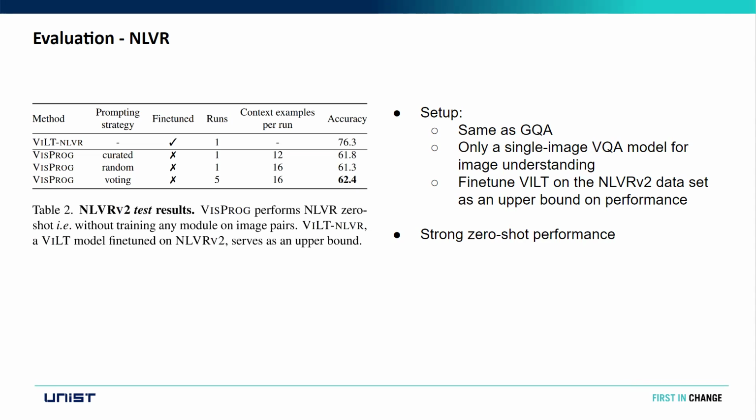For natural language visual reasoning, the setup is the same as before, but the model that VisProg queries here is a single-image VQA model for image understanding, and they compare it to ViLT, which is trained for understanding image pairs. Even though it's not better than the neural model, it shows it's much better than the VQA model only.